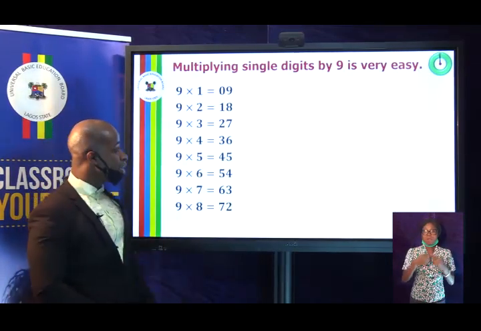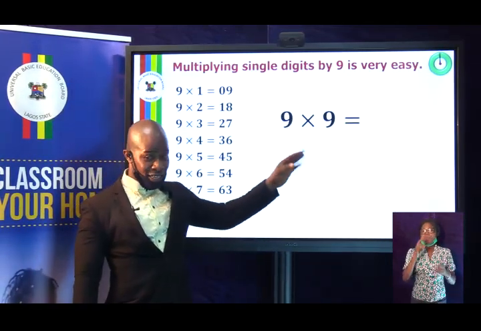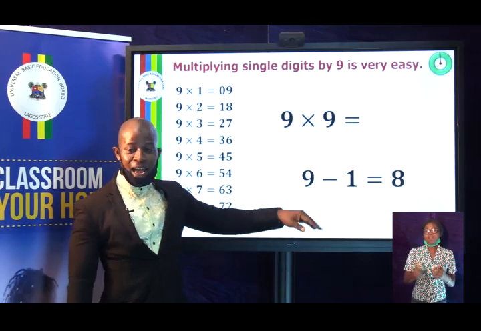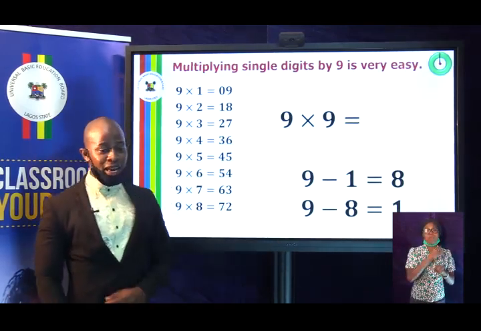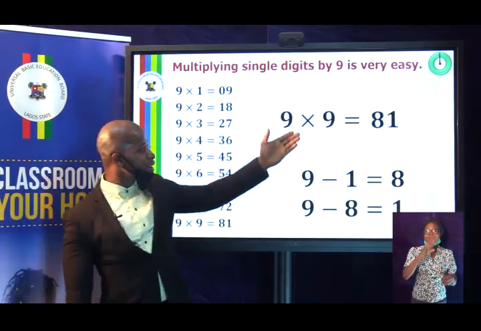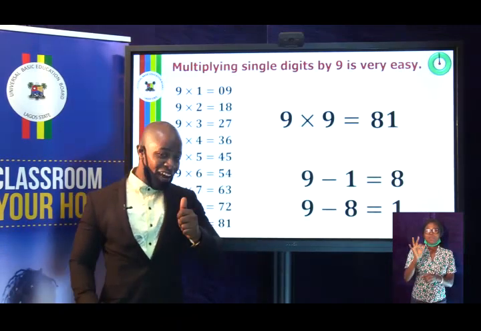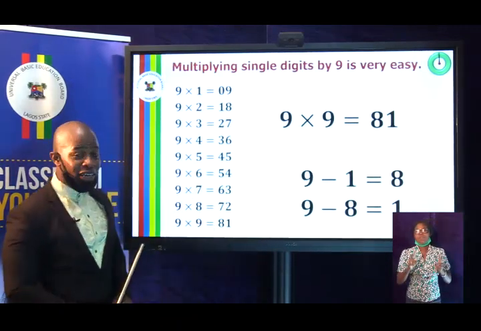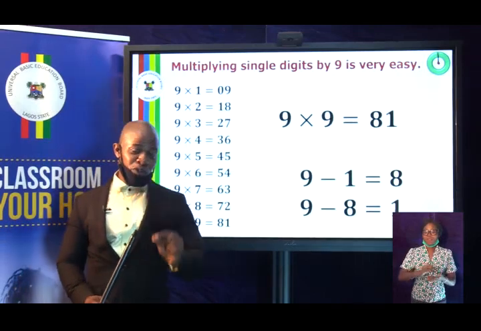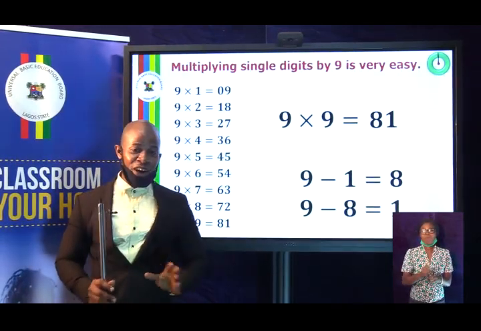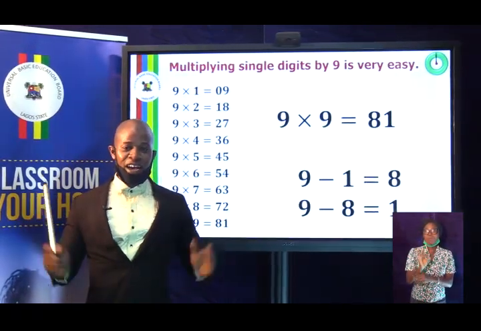9 times 9 is very easy. 9 minus 1, I get me 8. 8 and 1 to make it up to 9. 9 times table is very easy. I subtract 1 and I make it up to 9.